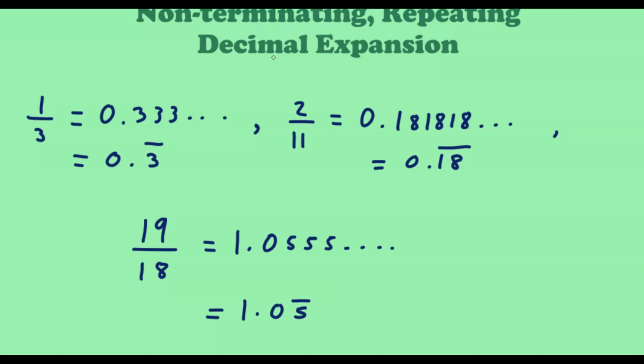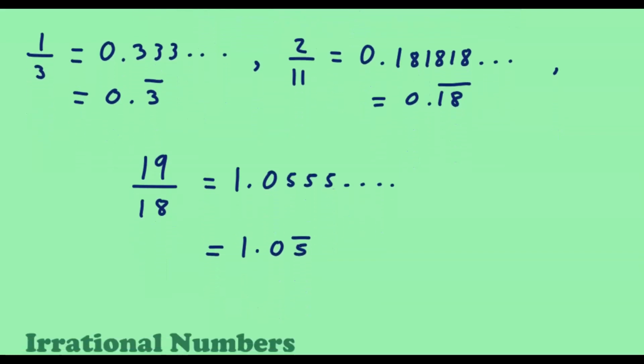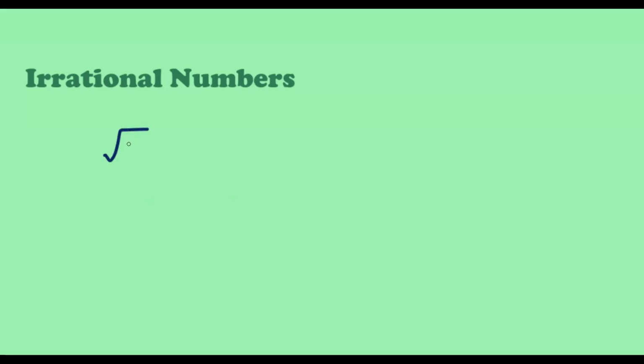Now let us move on to the next type of real number. Now the next type is the irrational number. Irrational numbers are all of the real numbers which are not rational. That is, these are all of the numbers which we cannot express as fractions. For example, the square root of 2. No matter what we do, we can never represent the square root of 2 as a fraction, and so root 2 is an irrational number. Similarly, root 3, root 5, and the square root of any number which is not a perfect square.